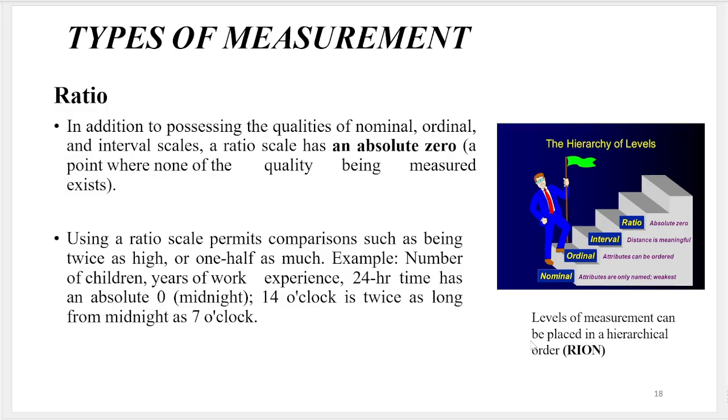The higher the level, like ratio, the more powerful and flexible the analysis, while lower levels, like nominal, are more limited. In HR and social sciences research, recognizing this hierarchy ensures that data is analyzed correctly and meaningful conclusions are drawn.